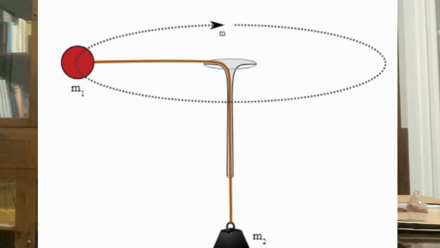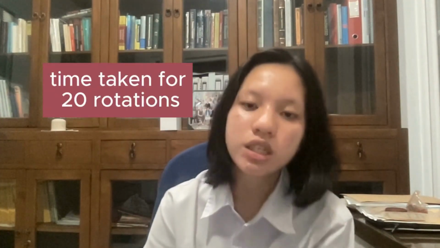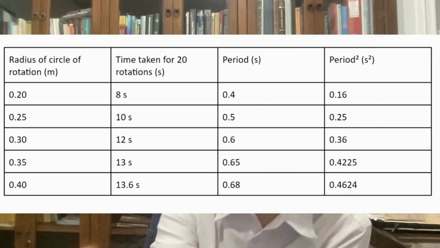To calculate the period, we simply divide the time taken in seconds by the number of rotations. Our control variables in this experiment are the mass of the load and the mass of the stopper, in which the mass of the load is 179.4 grams and the mass of the stopper is 44.1 grams. After obtaining all the data that we need, we process the data and put it into a single table, taking note of the radius of the circle of motion, the time taken for 20 rotations, the period, and also the period squared. As you can see, the table that we obtained is as given.